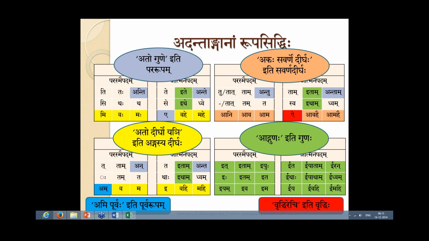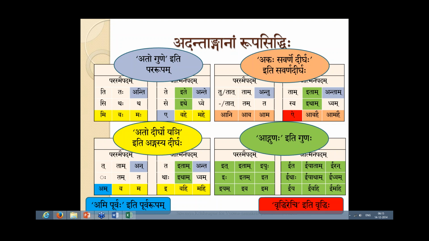Vandase, vandethe. Guna, vandadhve. Vanda e. So again we have pararupa by ato gune. Vande. Vahe mahe iti. Ato dirgho yani. Vanda vahe, vanda mahe. Vandate, vandete, vandante. Vandase, vandethe, vandadhve. Vande, vandavahe, vandamahe. Vandatam, vandetam. Gunaha. Vandantam, pararupam. Vandasva, vandetham. Gunaha. Vandadhvam. Vandai.